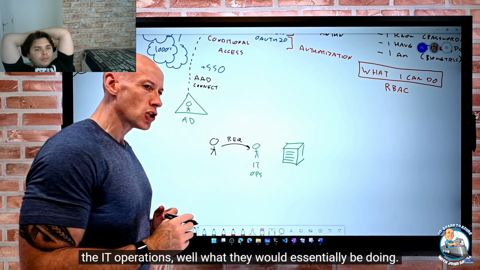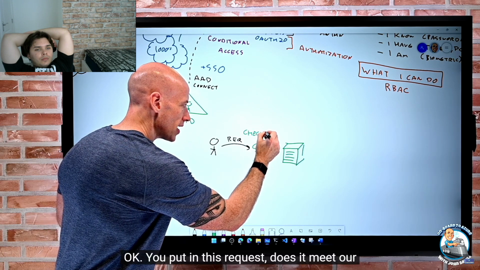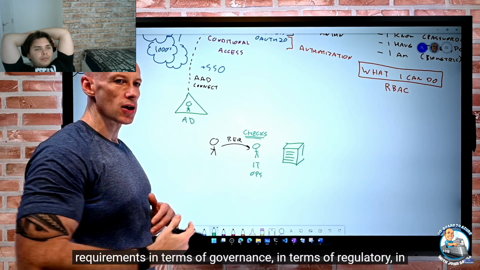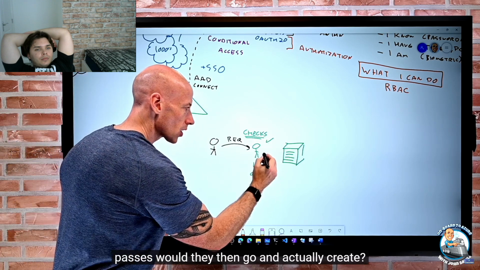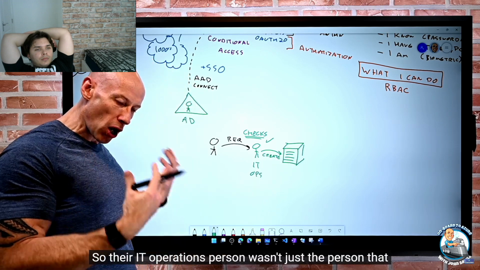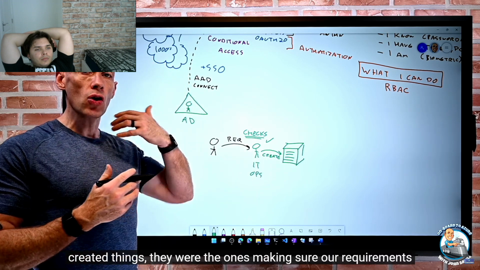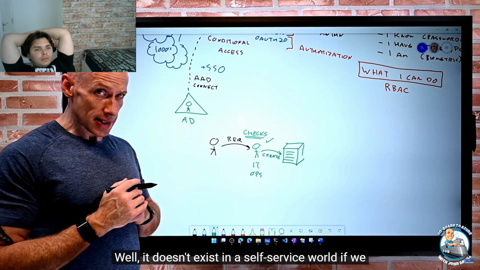And the IT operations, what they would essentially be doing would be the checks. Okay, you put in this request, does it meet our requirements in terms of governance, in terms of regulatory, in terms of all these other things? And only if this passes, would they then go and actually create. So that IT operations person wasn't just a person that created things, they were the ones making sure our requirements for compliance and everything else were being met. So that was great. Well, that doesn't exist in the self-service world.